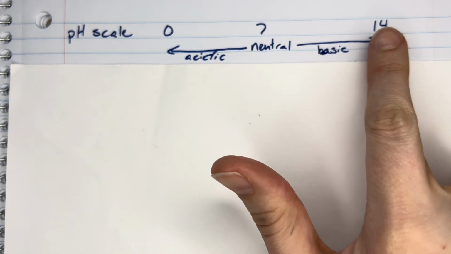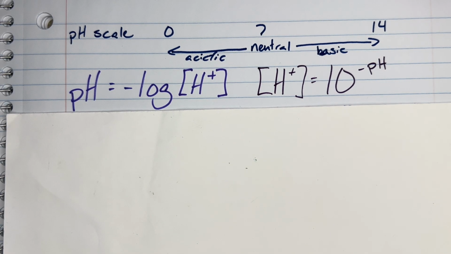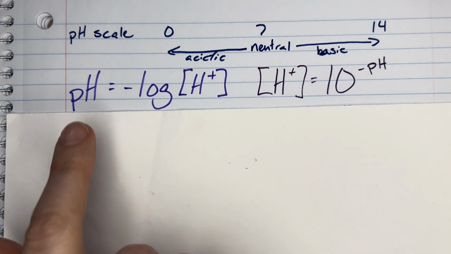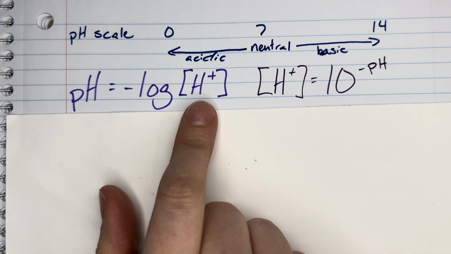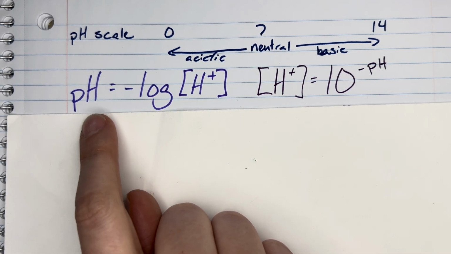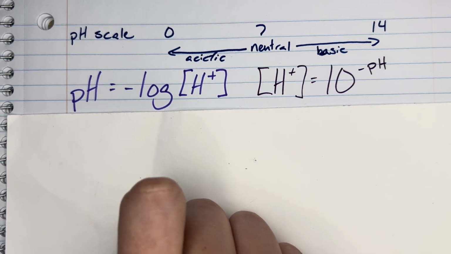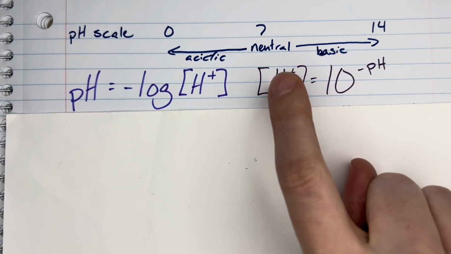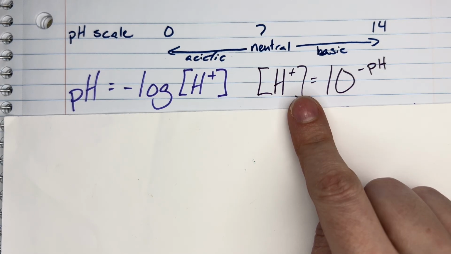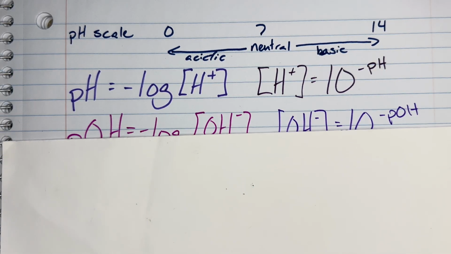And again, anything over 7, that's going to be basic. Anything under 7 is going to be acidic. And so here we have our overall equations that we need to know. If we were given the concentration of hydrogen and we were asked for the pH, we would calculate it just by saying negative log of the concentration of hydrogen. That would give us our pH. However, if we were given pH and we were asked for the initial concentration of hydrogen, we would just raise 10 to the negative pH.